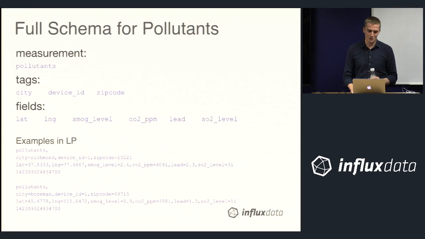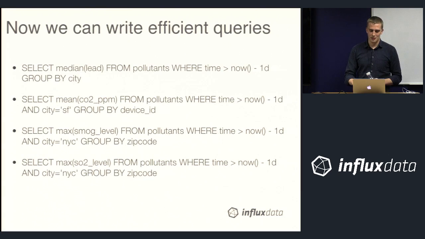So if we look at our full schema, the example line protocol is here, and then our queries would basically be fairly simple, almost pretty much standard SQL to pull this data.